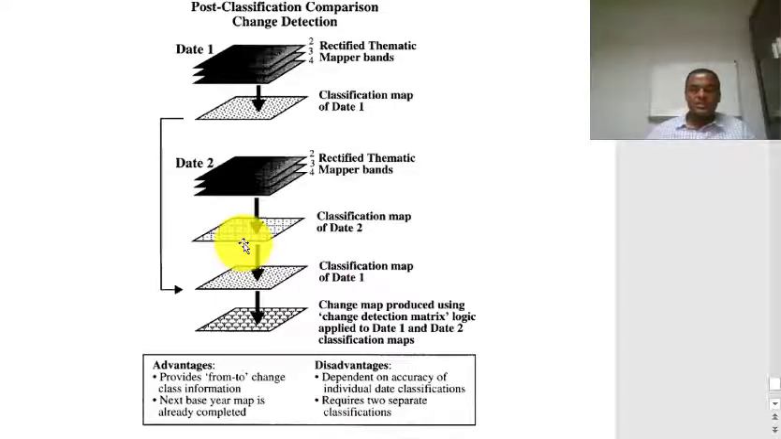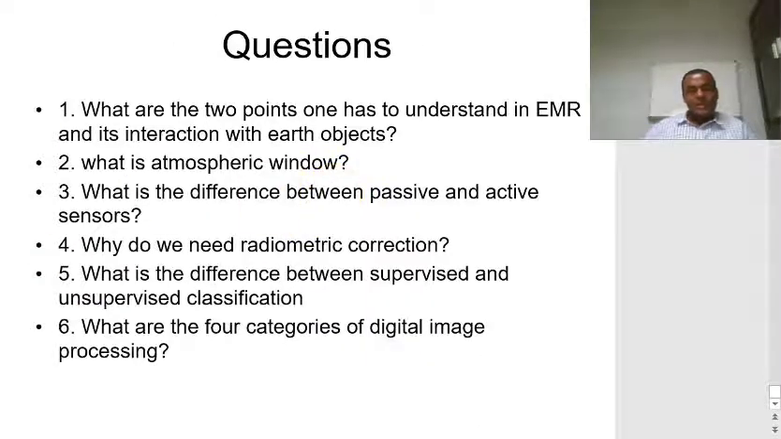So this is a flowchart of the change detection. And there are questions that you need to answer. One has to understand electromagnetic radiation and its interaction with Earth's objects. What is an atmospheric window? What is the difference between passive and active? Why do we need radiometric correction? What is the difference between supervised and unsupervised? What are the 4 categories of digital image processing?